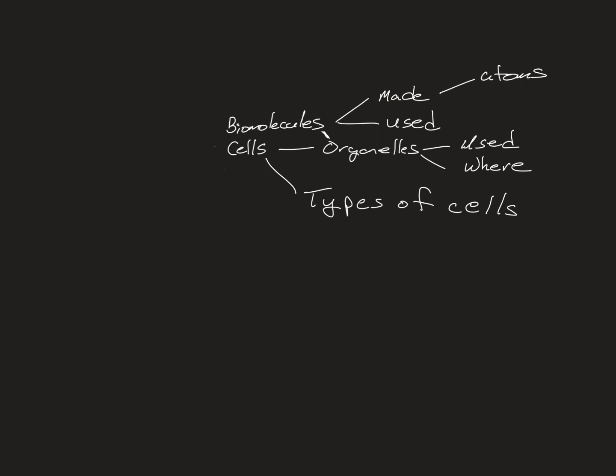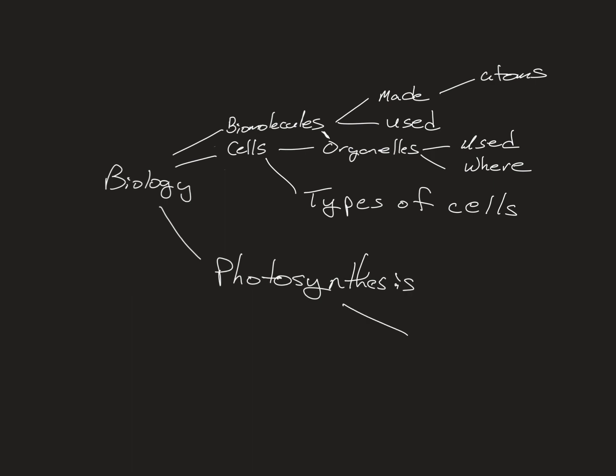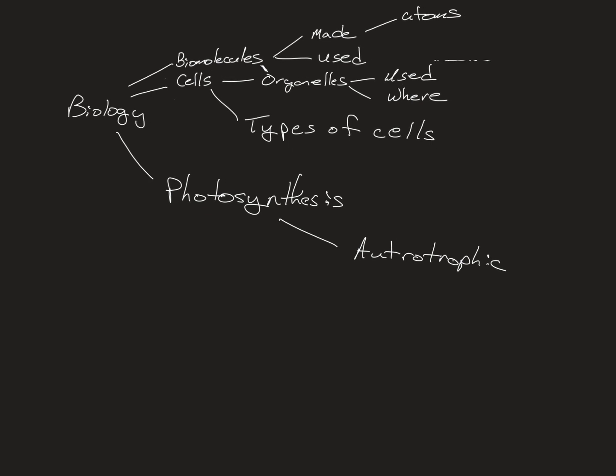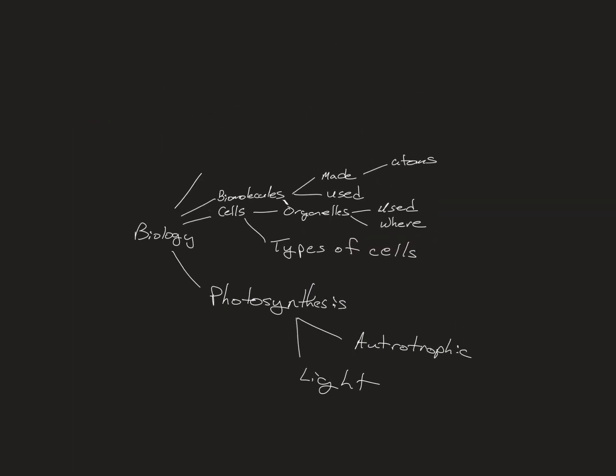You've talked about different processes like photosynthesis. And you talked about how photosynthesis is autotrophic. In other words, they make their own sugars. How photosynthesis uses light. You've talked about atoms, elements, the chemical reactions.